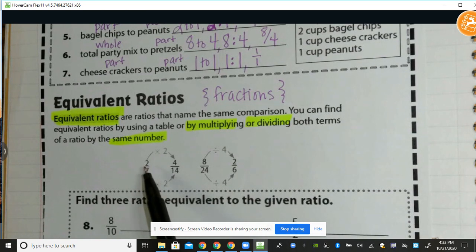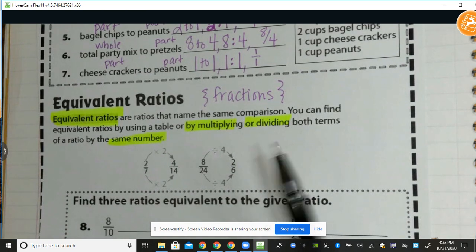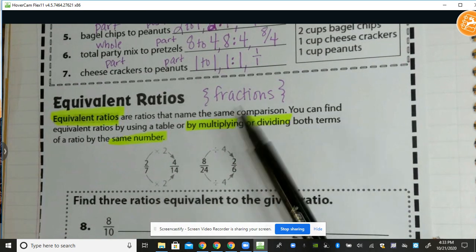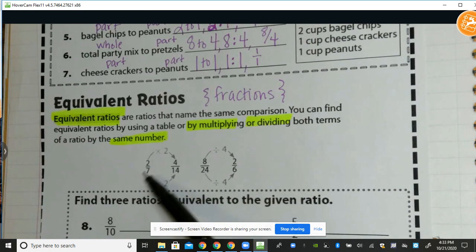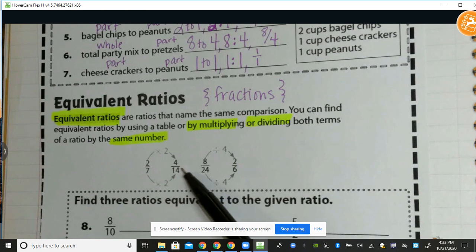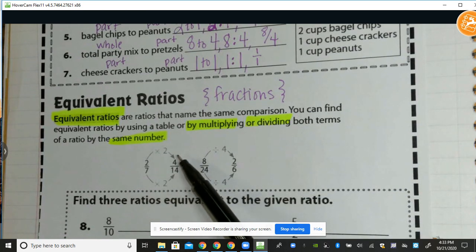Okay, so 2/7, if I multiply that 2 by 2 and that 7 by 2, I get 4/14. These are equivalent. And again, how you can check that this is equivalent, guys, is remember that butterfly method you may have learned back in 4th grade? 7 times 4 is 28. 14 times 2 is 28. They're equivalent. They're equivalent ratios.